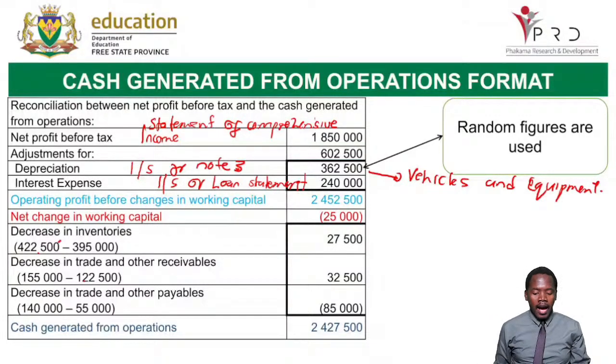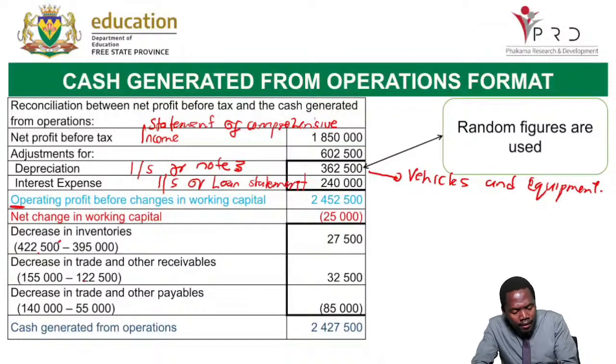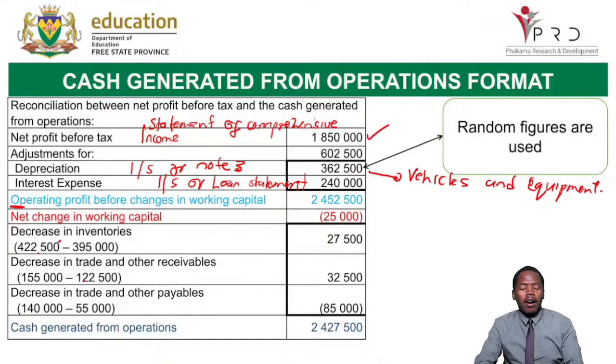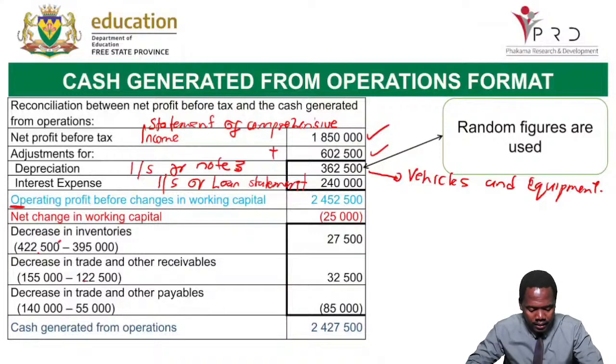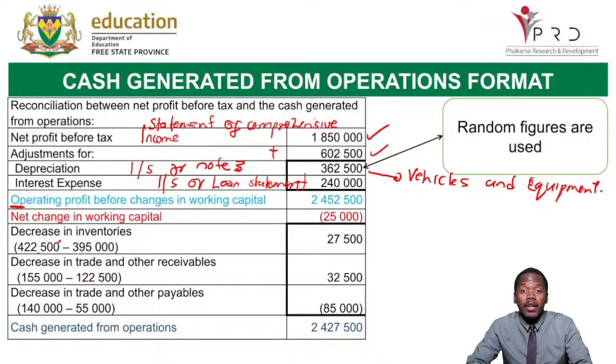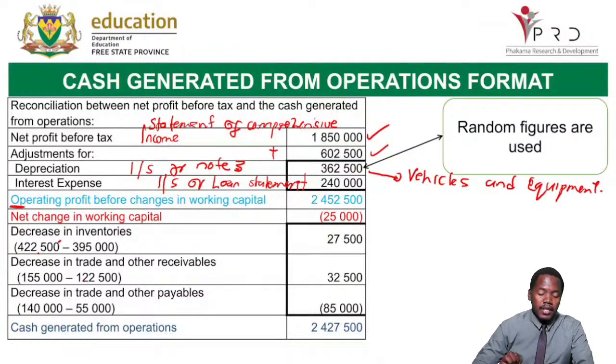Okay. Now, how do I get the next item in blue here? The operating profit before changes in working capital. How do I get that? We take our net profit before tax plus the 602,500. Where is that coming from? It is the depreciation plus interest expense. Then the answer becomes 2,452,500. So that is our answer now.